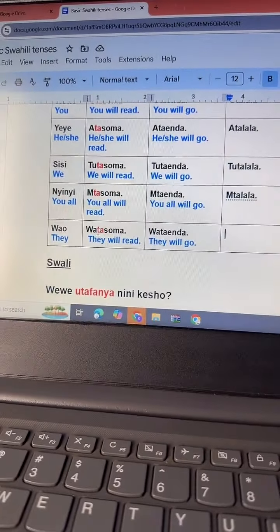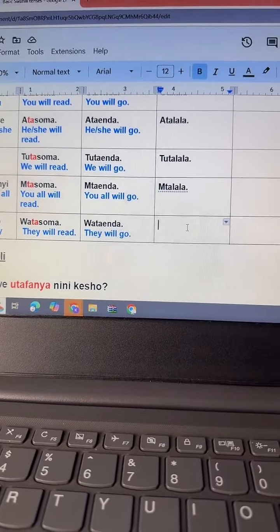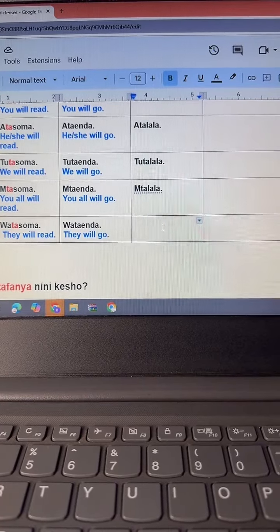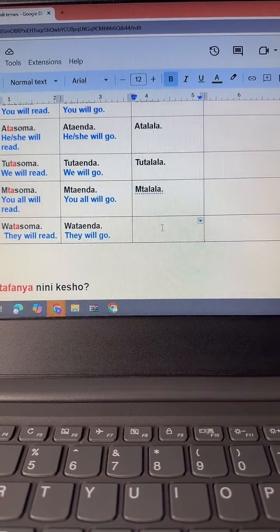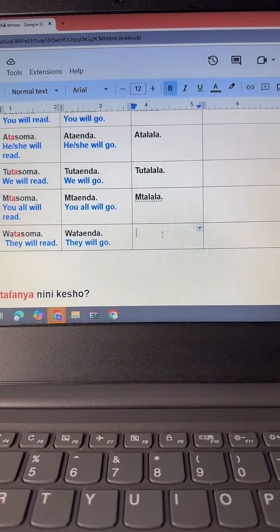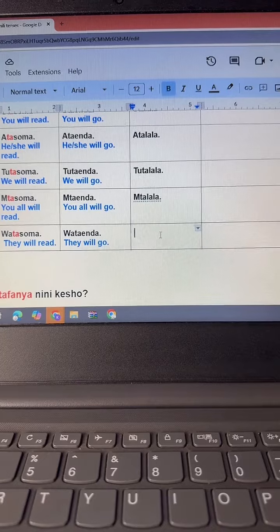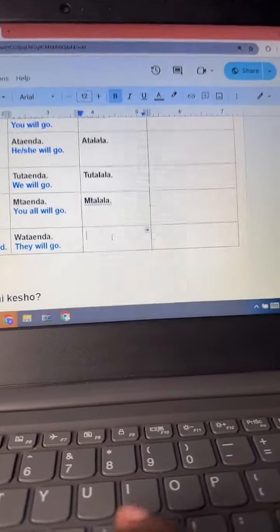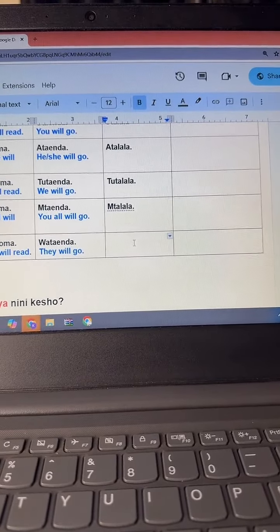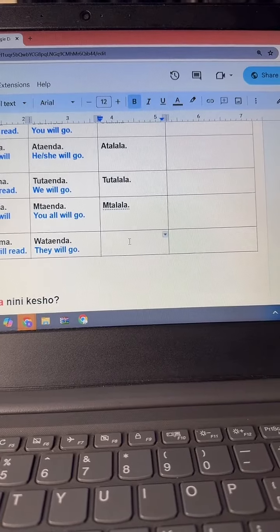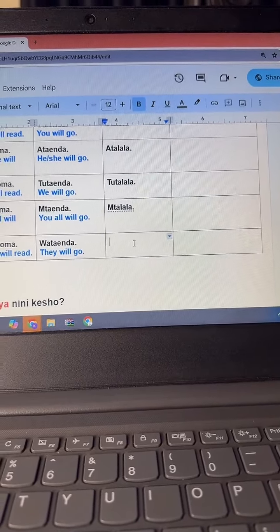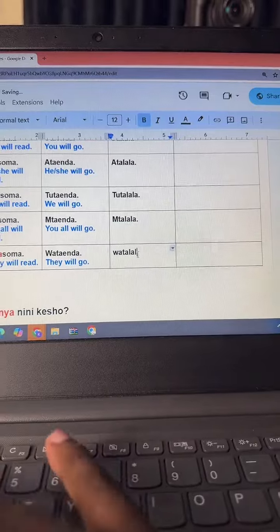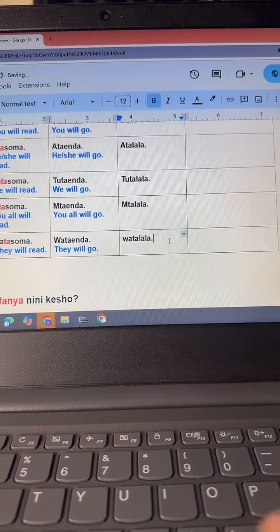We continue. Wao, they. The verb is kulala. How do you say they will sleep? Watalala vizuri sana. Wao watalala. They will sleep. Asante sana. Watalala.